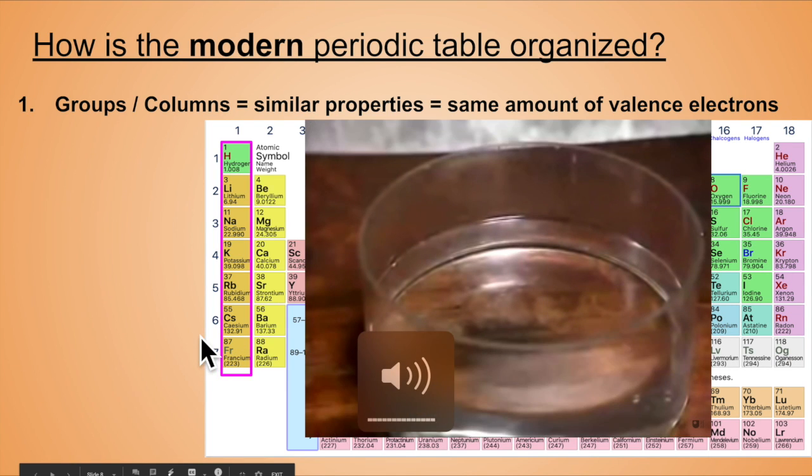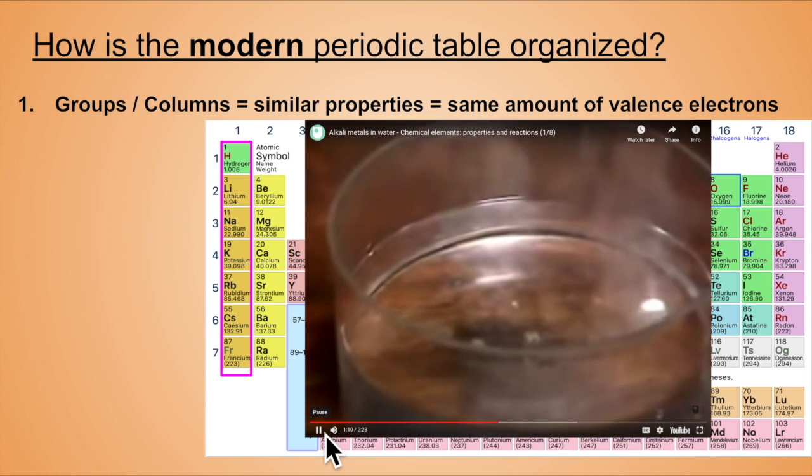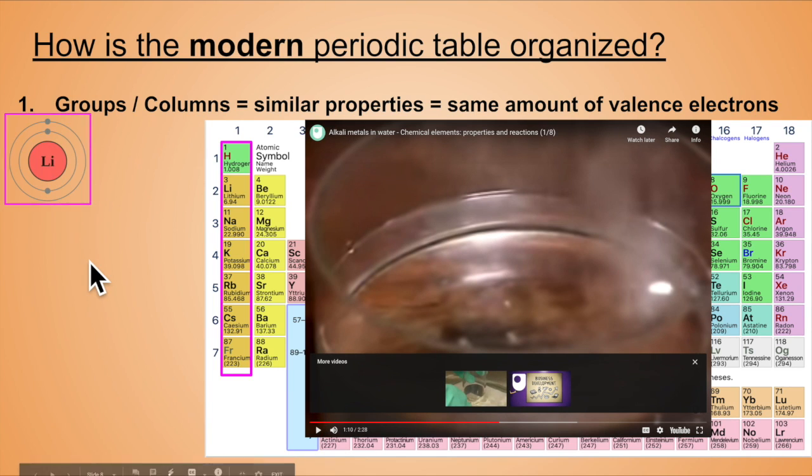Now let's see another reaction of the alkali metals, the reaction with water. We'll start with lithium. I'm going to pull up Bohr models for each of these. Lithium has 3 electrons total, only 1 in the outer shell. Remember, these are all in group 1, so they only have 1 electron in their outer valence shell.